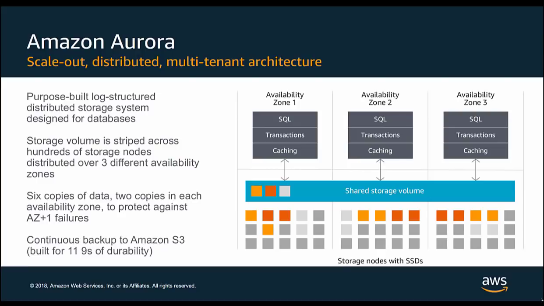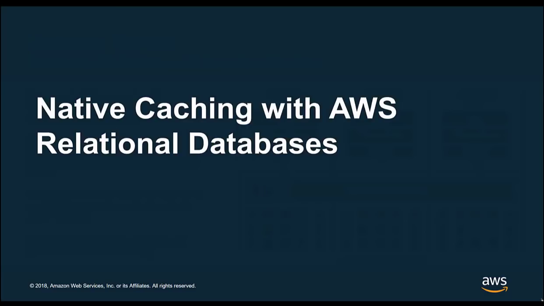It allows us to automatically heal these nodes if one of them were to fail. And we also have continuous backup to Amazon S3, which has been built for 11 nines of durability. But the important takeaway here, I think, is that shared storage volume that the writer and all of the readers all have in common. So let's talk a little bit about caching now.